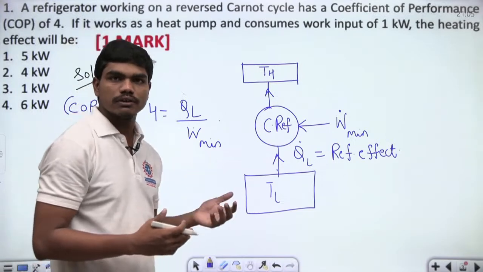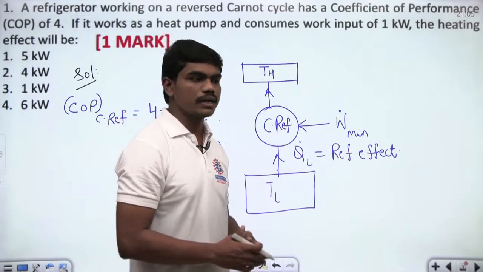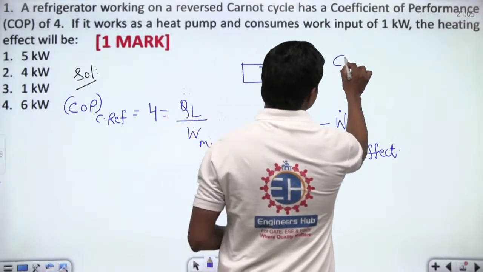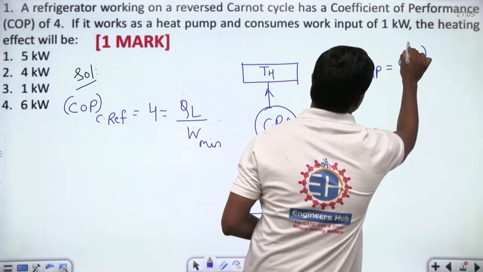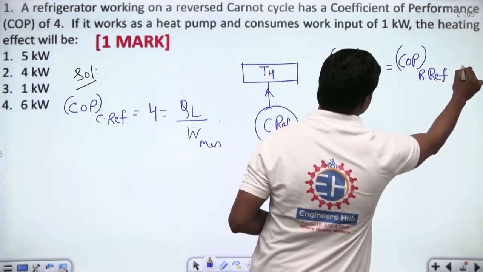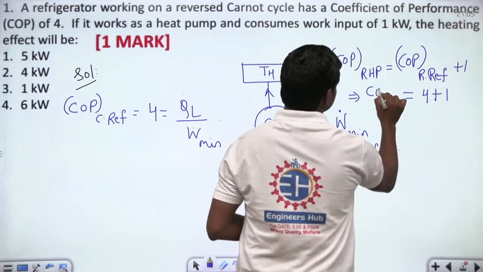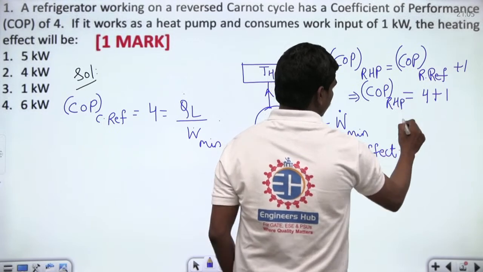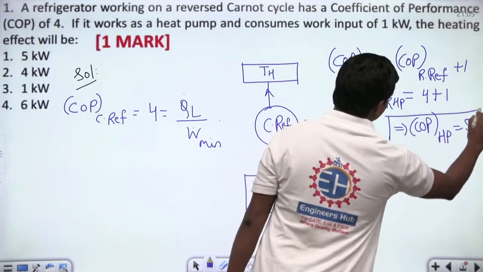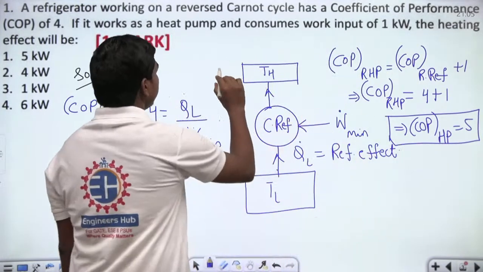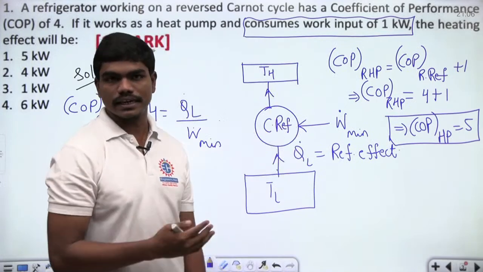Now, if this refrigerator works as a heat pump and consumes 1 kilowatt of power, what will the heating effect be? This refrigerator is now operated as a heat pump, and the operating cycles for both refrigerator and heat pump are the same. So, we know the standard relation: COP of a reversible heat pump is always equal to the COP of the reversible refrigerator, in other words the Carnot refrigerator, plus 1. If this is given as 4, then 4 plus 1 is the COP of the reversible heat pump, which is equal to 5. And it's given that the heat pump consumes 1 kilowatt of work input.